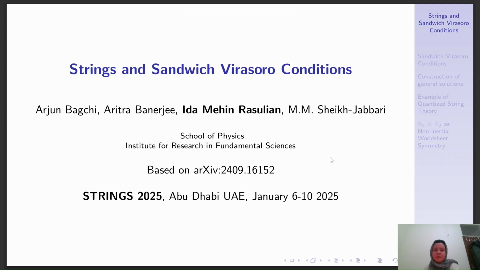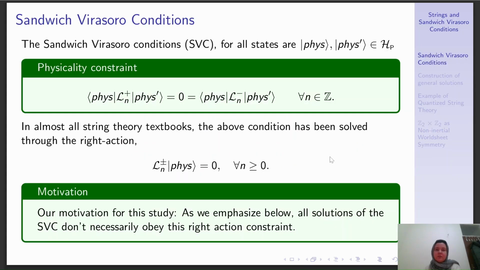It proposed a new perspective for solving the Sandwich-Virasoro conditions in the context of string theory. The Virasoro conditions require that for all physical states, the contraction of two physical states and the Virasoro generators should vanish for all n. This requirement is usually solved via the right action constraint for all n greater than or equal to 0. Our motivation for this study is to show that there are solutions to the Sandwich-Virasoro conditions that do not necessarily satisfy the right action constraint.